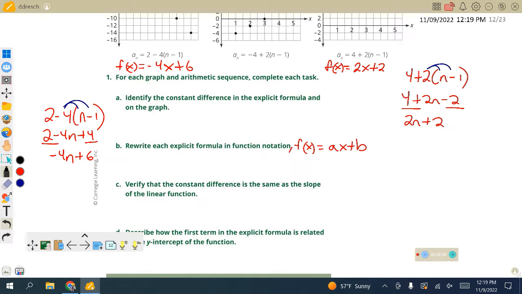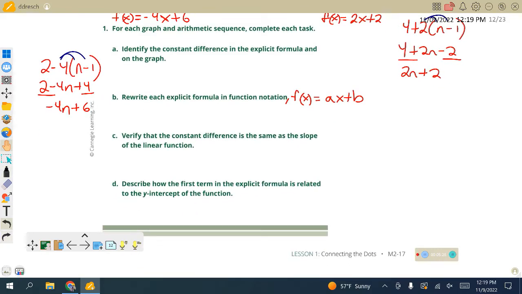And over the last few days, we've been noticing that that common difference is also the slope that we've been finding. So when we look at this here, letter C, verify that constant difference is the same as the slope of the linear function, and that's what we're seeing. All right, so let me drag this up a bit for you.